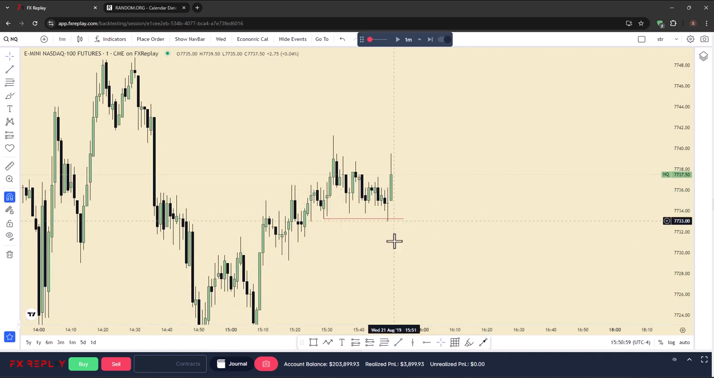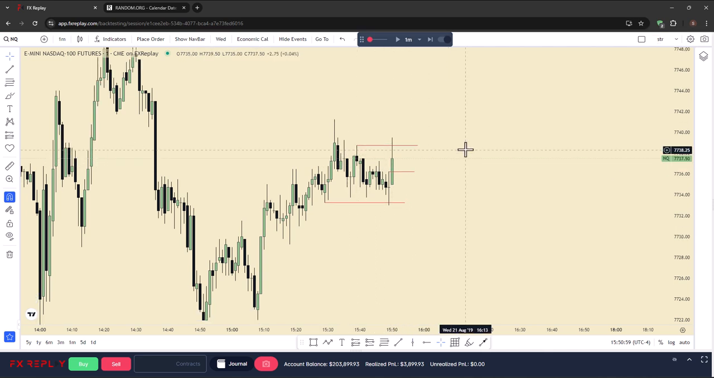So here we have a body closure, right? Above this, but we also have wicks here, so I don't like it. I don't like to see opposing setups happening at the same time, because when we sweep this low, it means that the high that brought in this low is considered a weak high, right? So we can liquidate it.